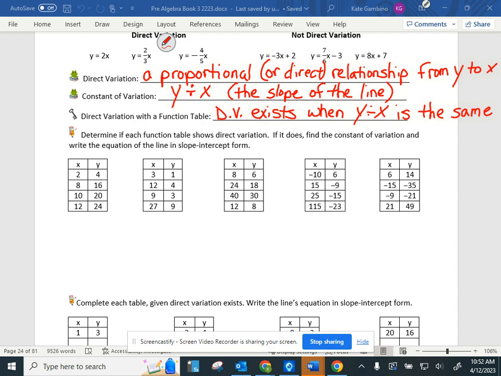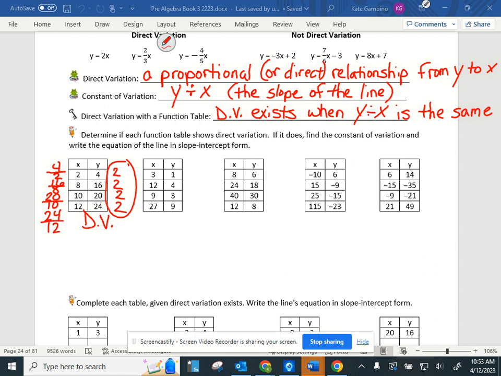So 4 divided by 2, what is that? 16 divided by 8 is what? 20 divided by 10. 24 divided by 12. Are they all the same? Is it a direct variation? Yes. So it is a direct variation.